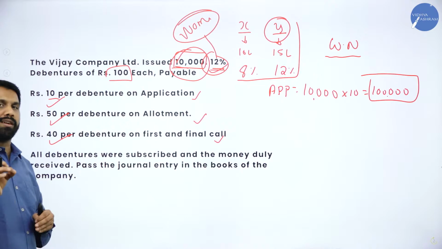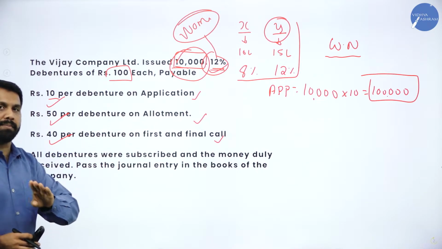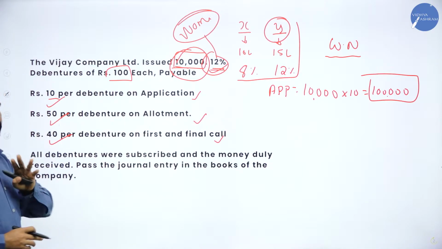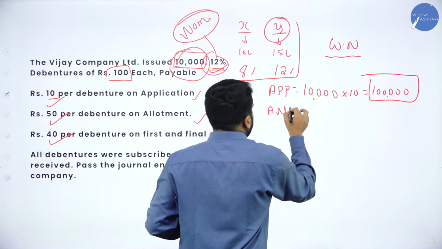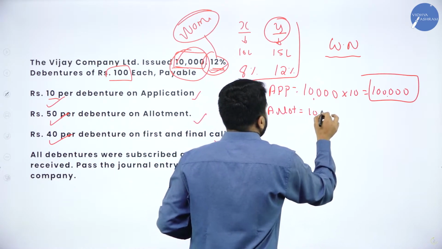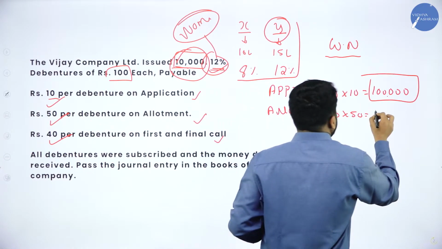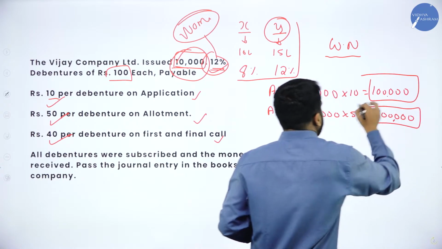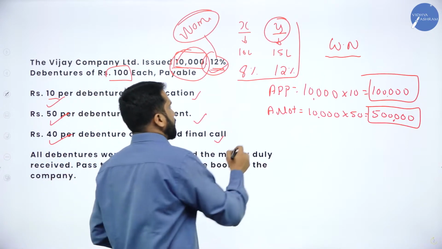Now we'll go for allotment. In this allotment, we don't have premium. So simple calculation. Allotment is how much? 50 rupees. Number of shares 10,000 multiplied with 50. This will be 5 lakh. Your allotment is done. Now we'll go for first and final call.